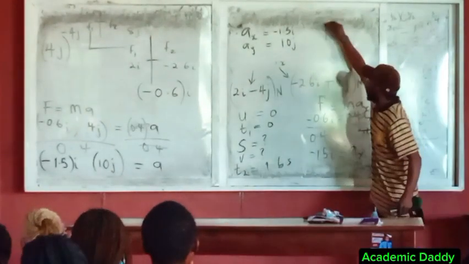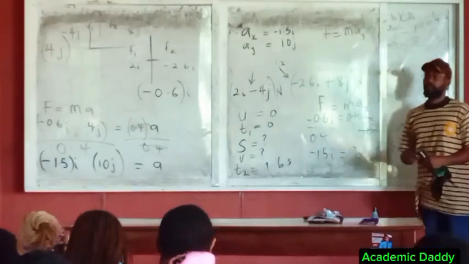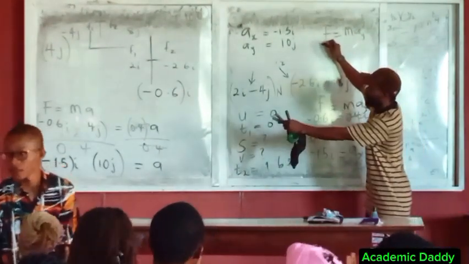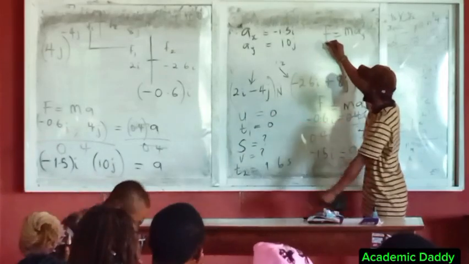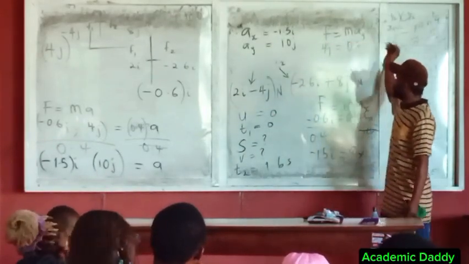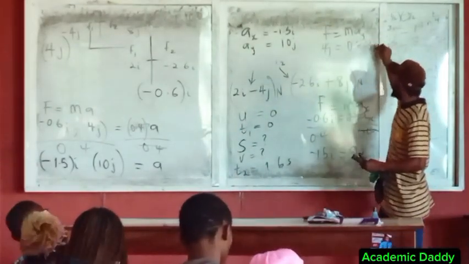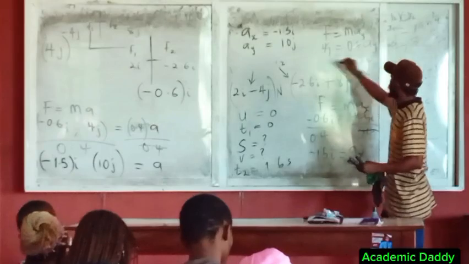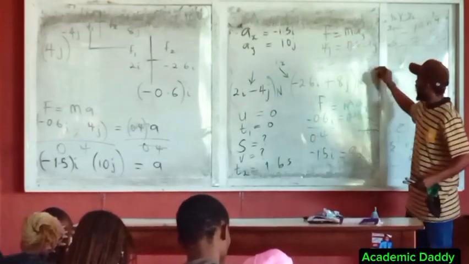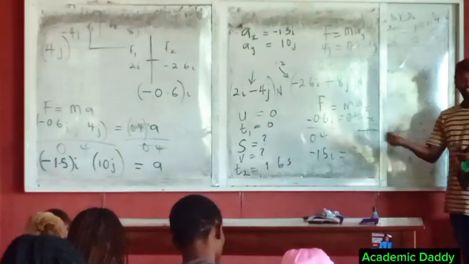Now to get our acceleration on the y-axis, I will do MA, which is the same thing. So by the time I do it on the y-axis, I have 4J for the force equals 0.4, the mass of the object, times AY. AY I don't know, so I divide both sides by 0.4. By the time you divide this, you see that AY will still give you that 10, and it's in J. So it's the same thing.